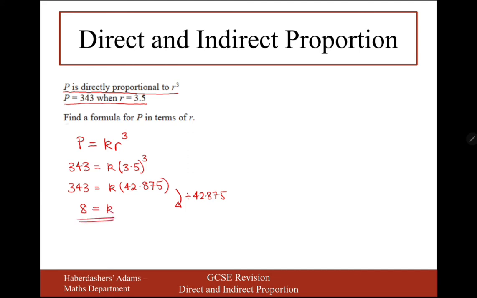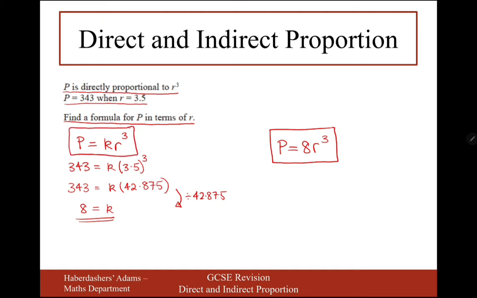So what's the question? Find a formula for P in terms of R. So the answer is P equals 8R cubed. I've worked out what that scale factor of proportion is. It's 8. So I'm now going to rewrite this formula here, but with k equals 8 in it. So here we are. That's the final answer.